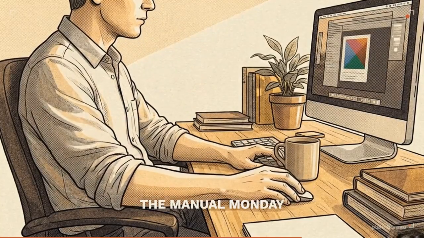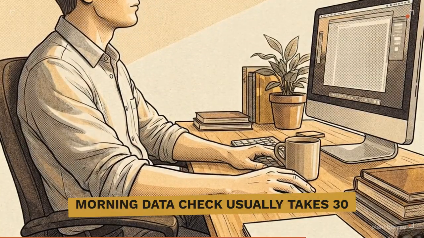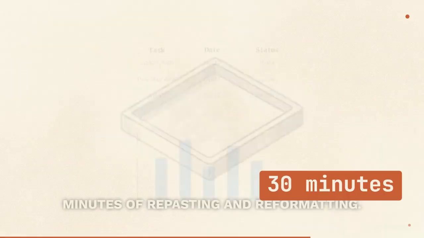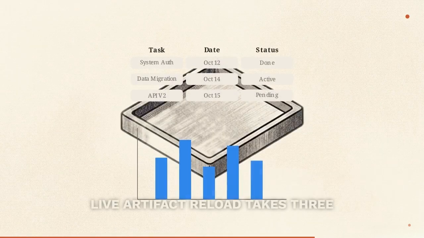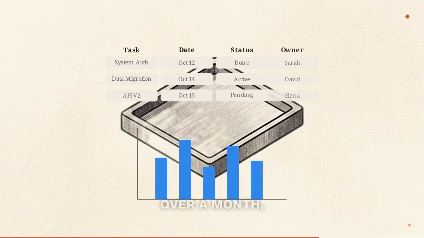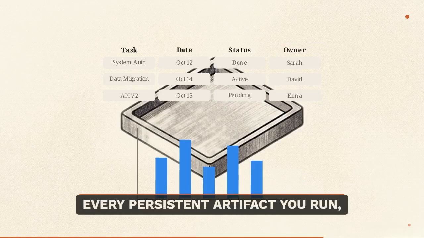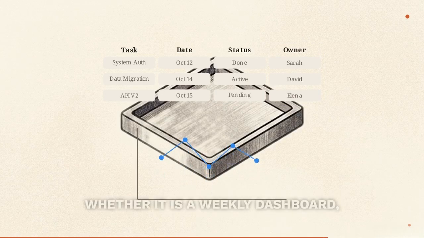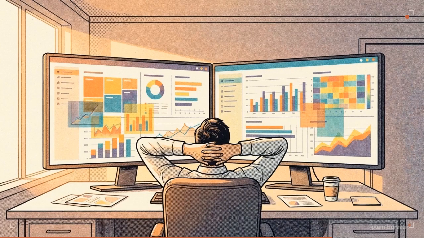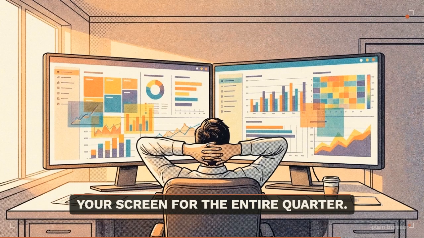The manual Monday morning data check usually takes 30 minutes of repasting and reformatting. A live artifact reload takes 3 minutes. Over a month, that is 2 hours back for every persistent artifact you run, whether it is a weekly dashboard, a morning brief, or a competitor tracker. The time is recovered because the answer stays on your screen for the entire quarter.